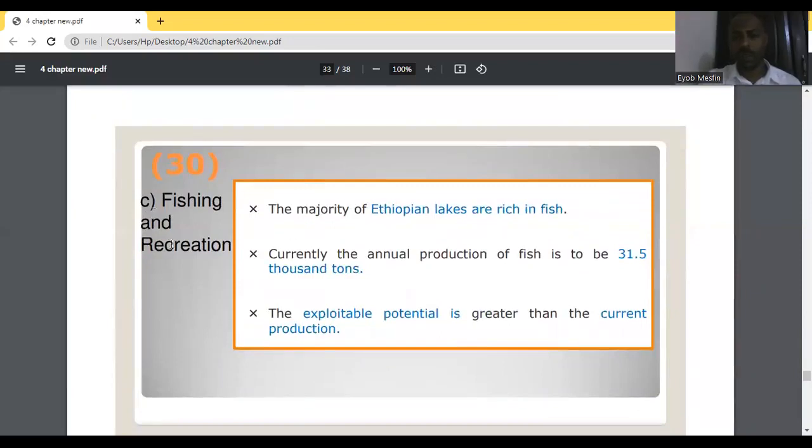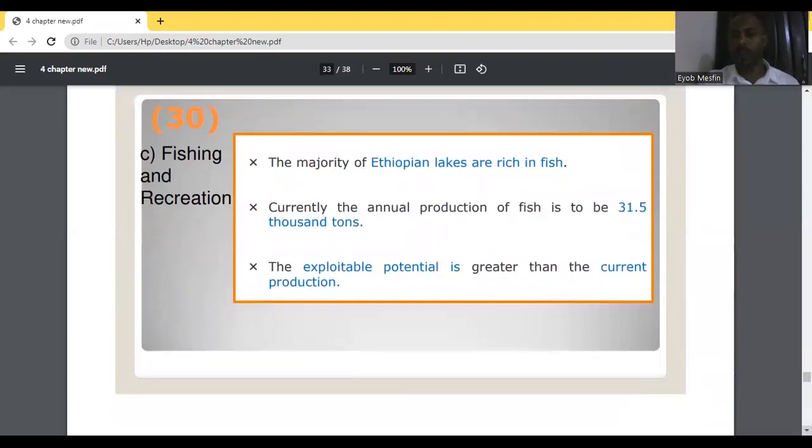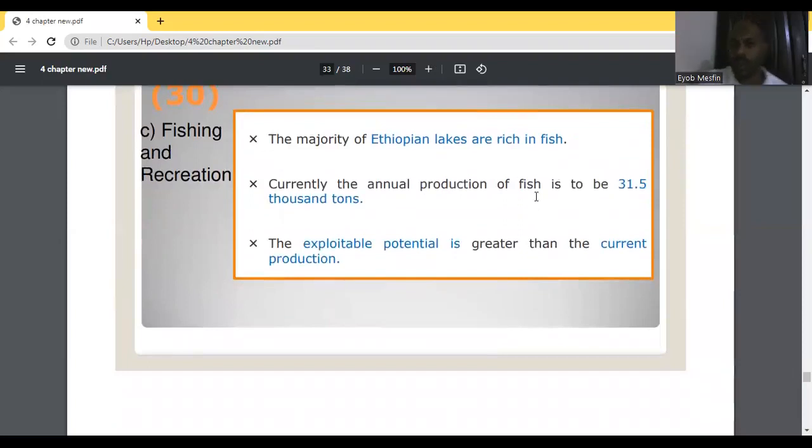In terms of fishing and recreation, the majority of Ethiopian lakes are rich in fish, but we are not using those lakes for fish production. The only lakes we are using to produce fish are Lake Tana and Lake Chamo. We do have a potential of 31.5 thousand tons annually, but those lakes are little utilized to produce fish.